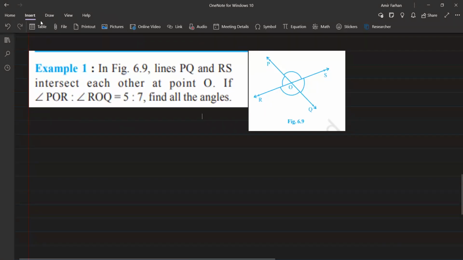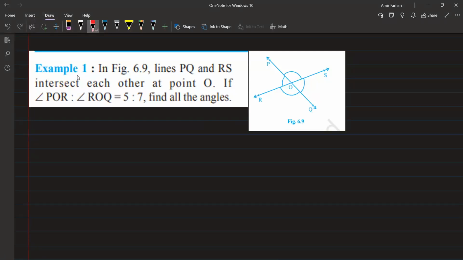Okay, so this is the first example of the NCERT. I'm starting from the grassroots, the basic question. Let's solve this question. The question says, figure 6.9: PQ and RS intersect each other at point O. If angle POR and angle ROQ are in the ratio 5:7, find all the angles.